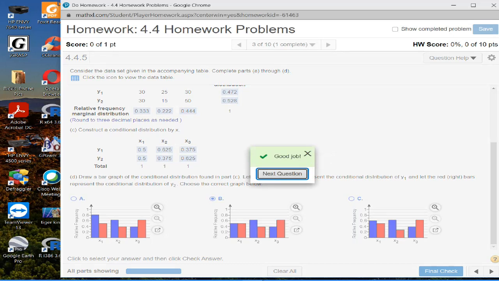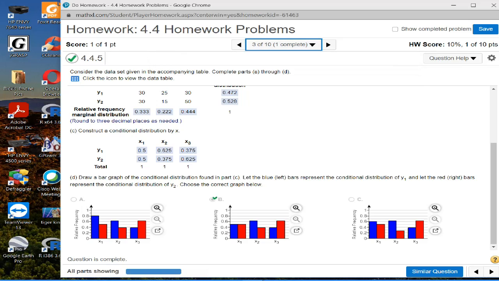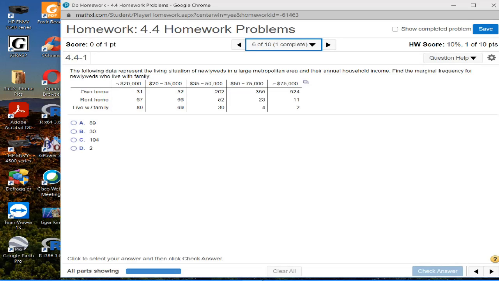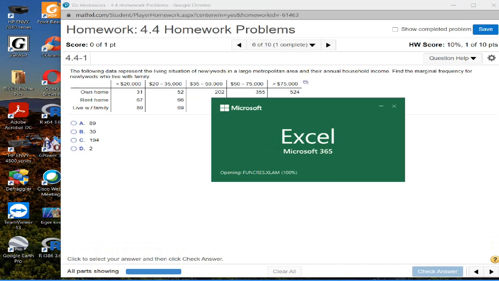Okay, so that was question 3. Now we're going to go on and look at question 6. Here you have another table of data. You got categories over here, categories across the top. You can load these into Excel if you want, or open them in StatCrunch. But you really don't need it.